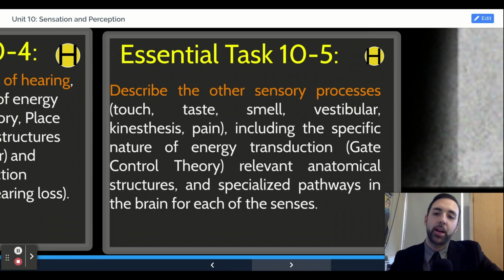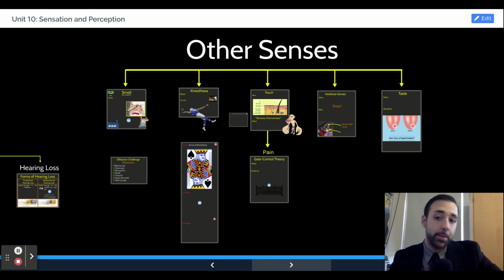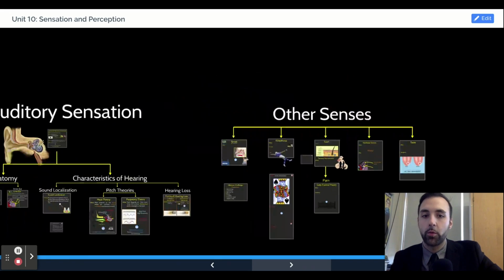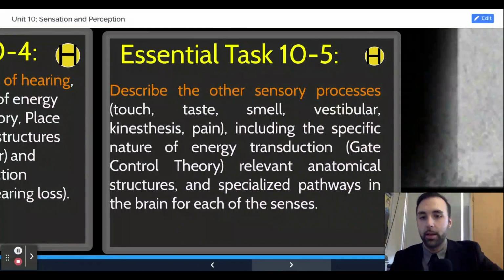In Essential Task 10.5, we are going to end our unit on sensation and perception by describing the other sensory processes. Simply put, the College Board absolutely alludes to the 5 remaining senses on the AP exam, in addition to vision and hearing. They are simply not emphasized to the extent of the other 2. As a result, we will group these 5 remaining senses together and talk about them in this final essential task, which, as you can see, I recommend a horizontal piece of paper.